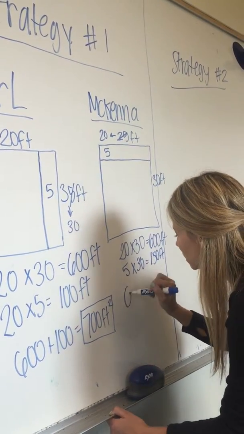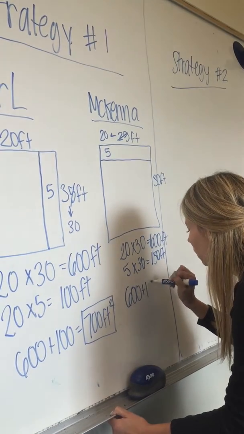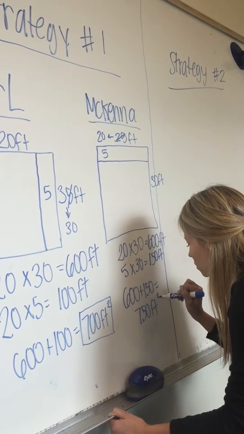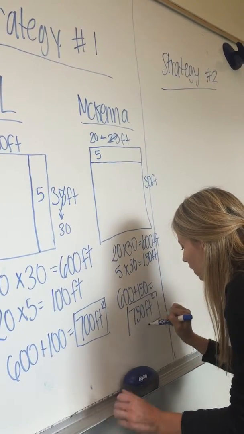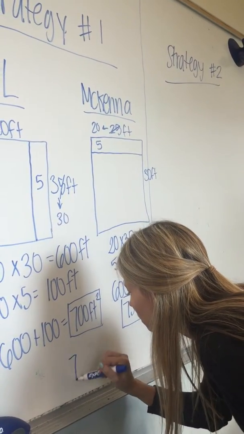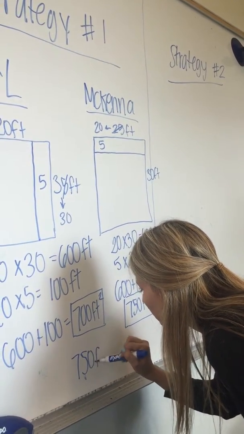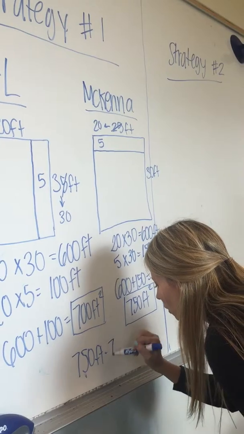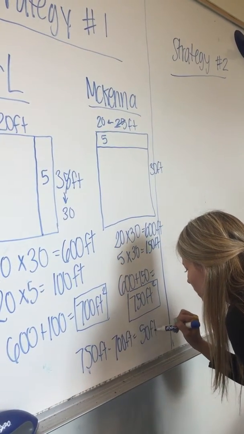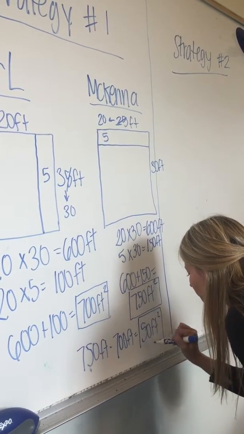So then adding the 600 plus the 150 gives me a total of 750 feet squared as the total area for McKenna's garden. And then for seeing whose is bigger, I can take McKenna's 750 feet, subtracting Carl's garden 700 feet, and see that hers is bigger by a total of 50 feet squared.